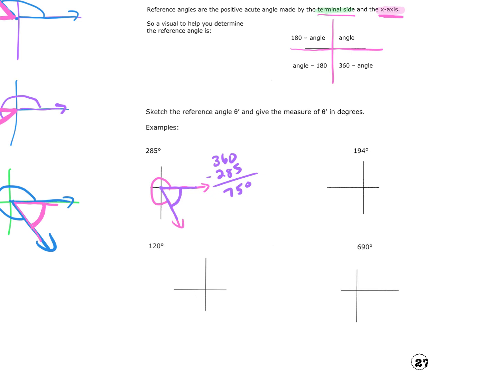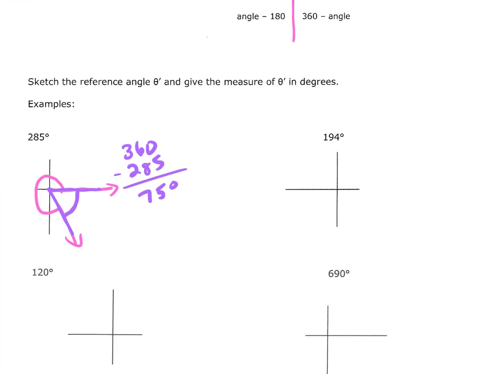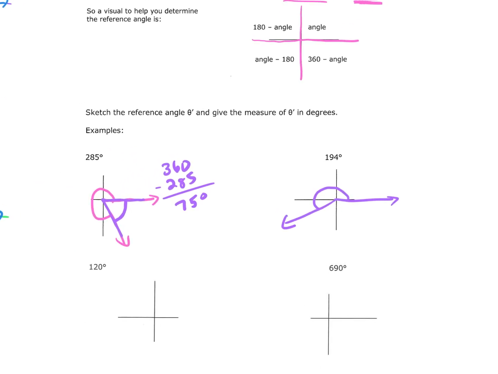Okay, questions on that? Does that make sense, I hope? Okay, 194 degrees means we're rotating around to about right here. Right, that's about where 194 degrees would be. So we're ending in quadrant 3, so that means we're going to do angle minus 180. If you think about it, it's this angle right here. This is the reference angle, and it's basically telling us we're rotating 14 degrees more down below the x-axis.